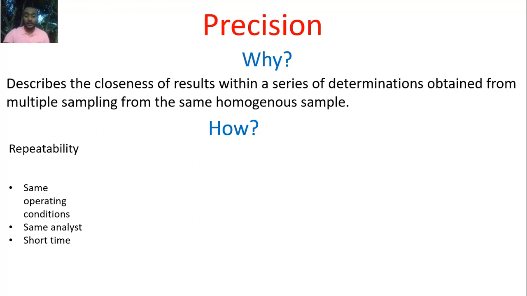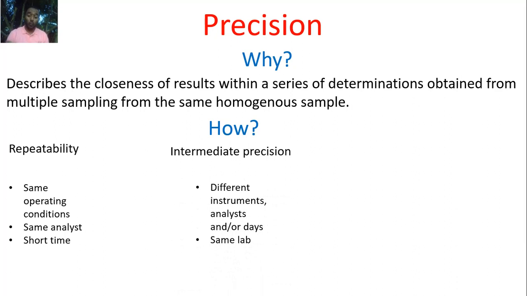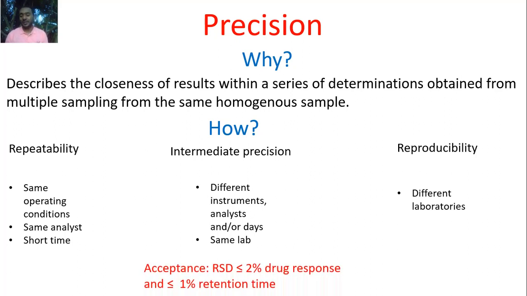The second level of precision is the intermediate precision, in which we change the machine or the day or the analyst. For example, you do this sample today, and you do it tomorrow and the day after tomorrow, and you compare the deviation among the results. The third level of precision is reproducibility, in which we change the lab. Anyway, the standard deviation according to the guidelines should not exceed 2% for the drug response.